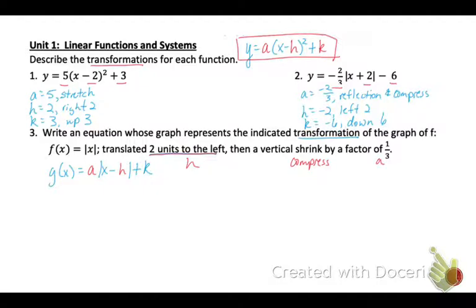So now just build the equation. So you say g of x equals, instead of a, you put in 1/3. And then it's x minus a negative 2, and we'll just simplify that so it's x plus 2. So remember, if you're shifting to the left, you're going to see plus the value. If you're shifting to the right, you're going to see minus that value. It's opposite of what you would think.